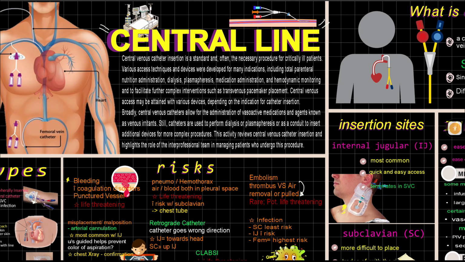Broadly, central venous catheters allow for administration of vasoactive medications and agents known as venous irritants. Some of the medications in the ICU and critical care, such as concentrated electrolytes, chemotherapy drugs, and inotropes, are vasoactive medications and are normally given through a central line. They are very irritant to the veins, that's why we insert a central line in our patients in the ICU.